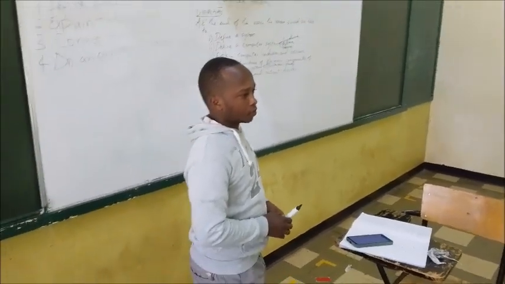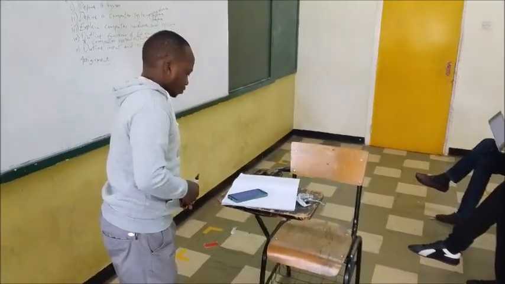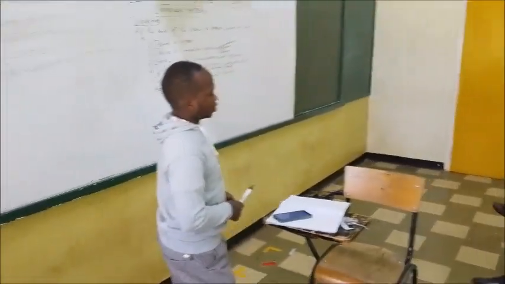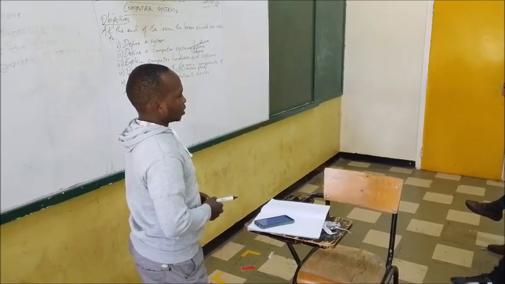Okay, for the hardware part, it is divided into three parts: the input, the output, and the storage. The input does the inputting of data, the output outputs the data, and the storage stores the data. Examples are the keyboard, the mouse, the scanners, printers. Okay, that is correct.